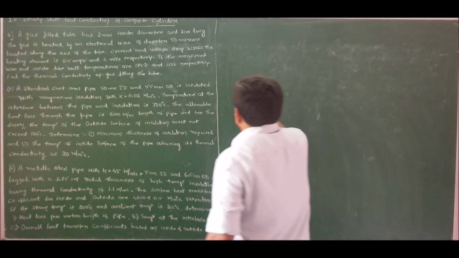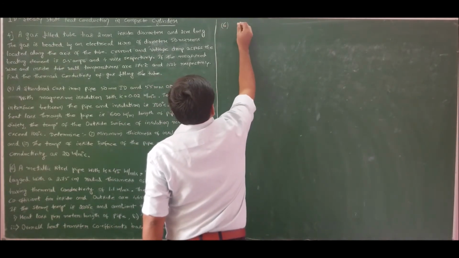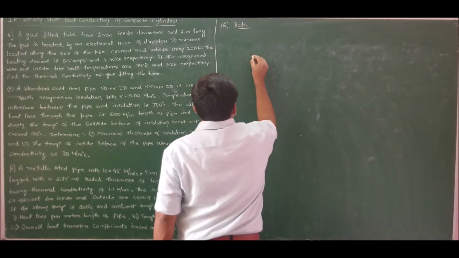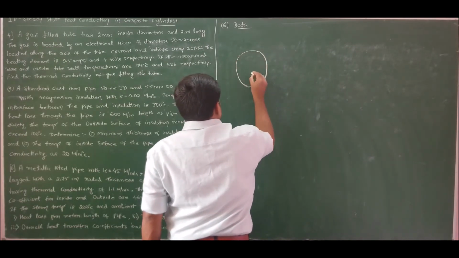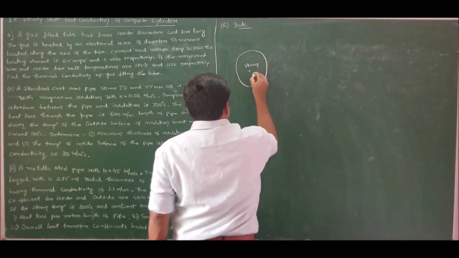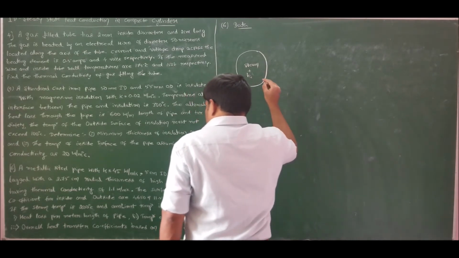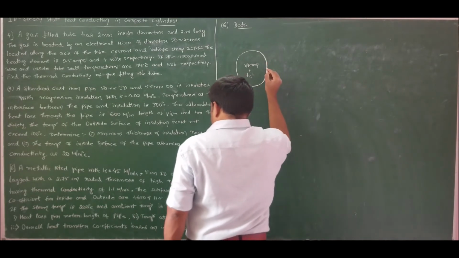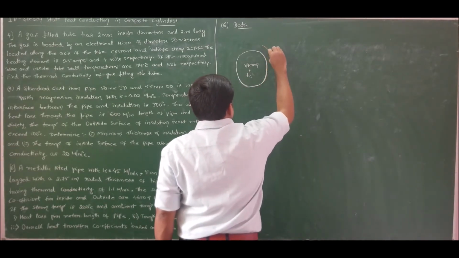Let us solve this problem. If we move to the solution of problem number 6, we have a problem like this. A metallic steel pipe, inside which we have steam, for which the convective heat transfer coefficient is given as Hi, and the inside diameter is 5 cm and outside diameter is 6.5 cm.